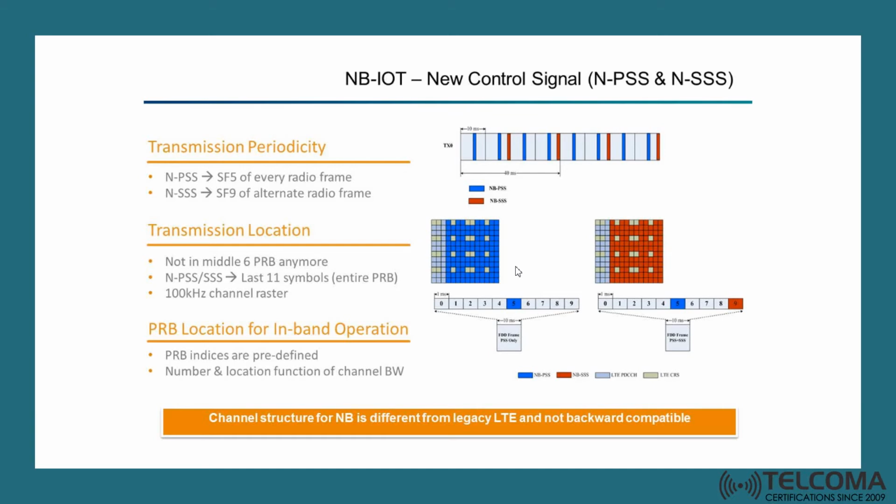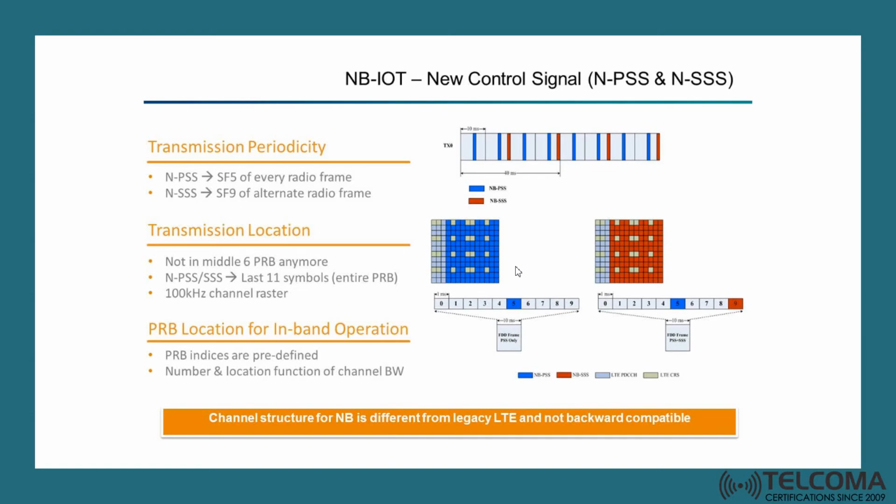N-PSS and N-SSS are usually present in the last 11 OFDM symbols of the entire PRB, since we have only one PRB to span across. When coming to raster offset, raster offset is the terminology utilized during the cell search procedure.